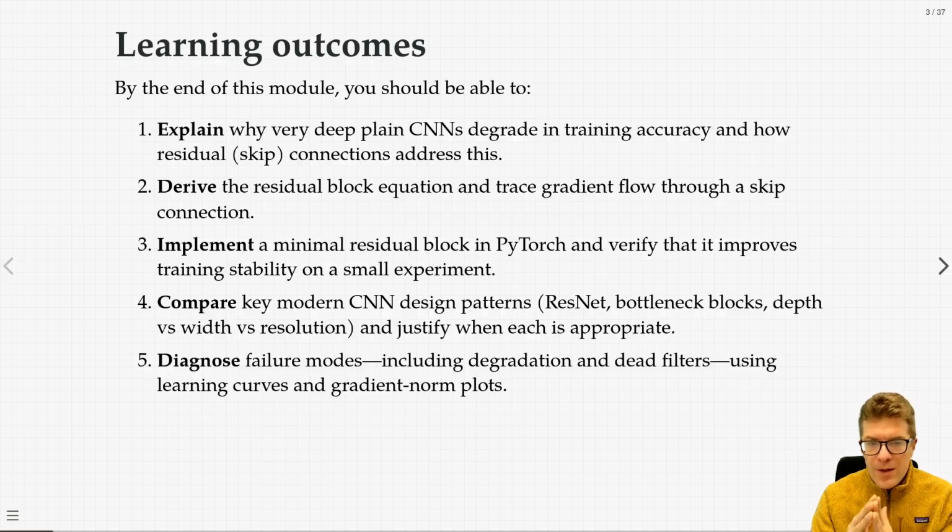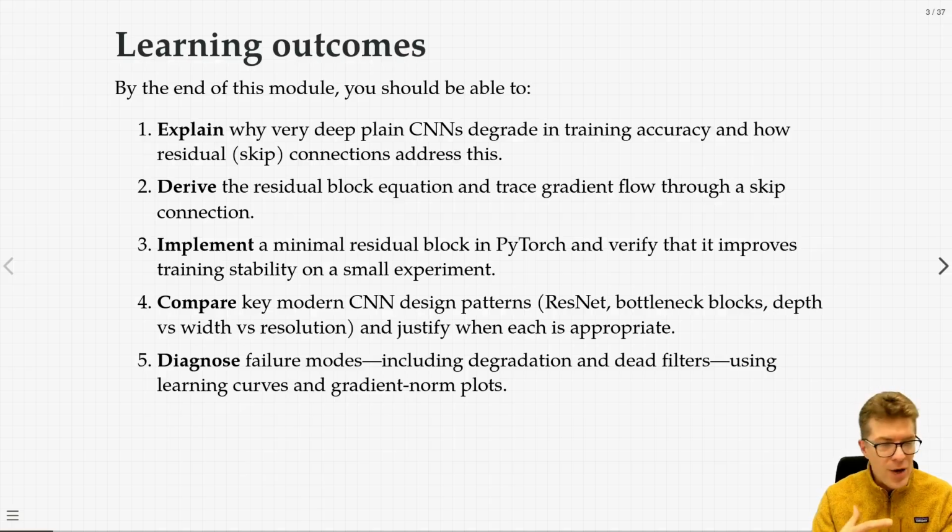You ought to be able to implement a residual block in PyTorch and verify that it improves training stability on a small experiment, or at least, when I say verify, I mean check if it improves. I'll tell you why I have to qualify that in a moment. We're going to compare key modern CNN design patterns, so ResNet, bottleneck blocks, depth versus width versus resolution, and justify where each of these is important.